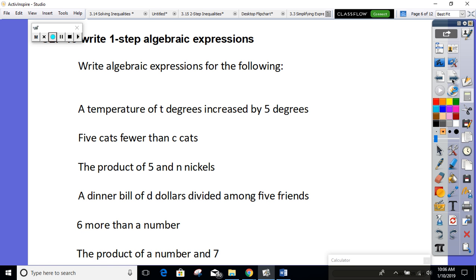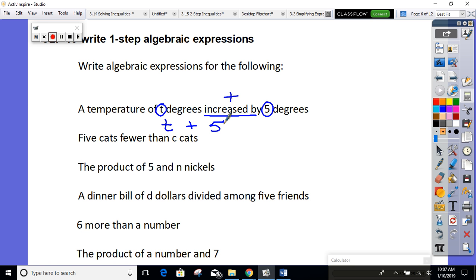So we have a temperature of T degrees. Here's the variable, or the letter that we're going to use, the letter T, and it's increased by 5 degrees. This word increased by is what tells us what we are going to do. What operation would you do if it says increased by? Addition. So we're going to write this expression as T plus 5. So we could take any temperature and increase it by 5 degrees by adding 5 to any temperature. That's what that expression says.